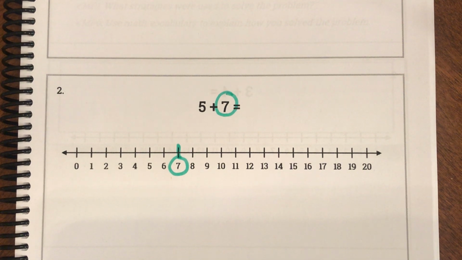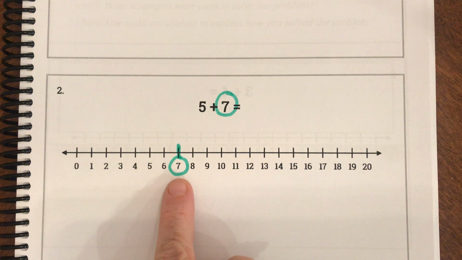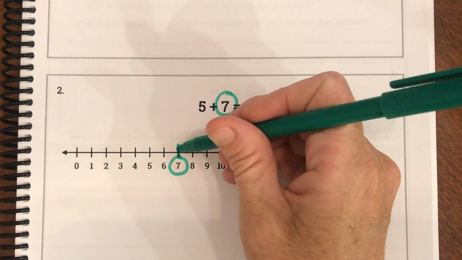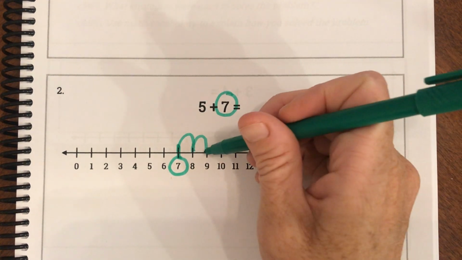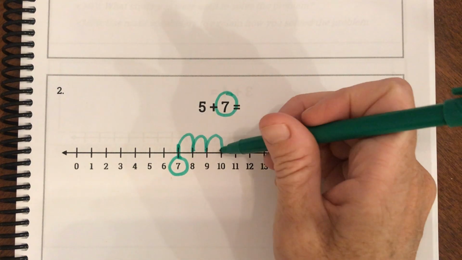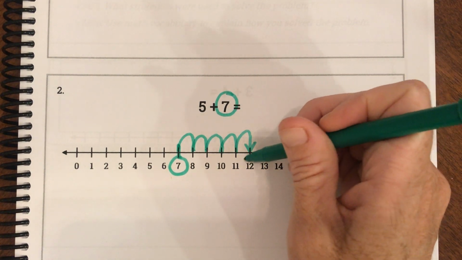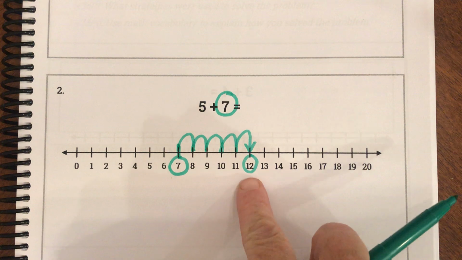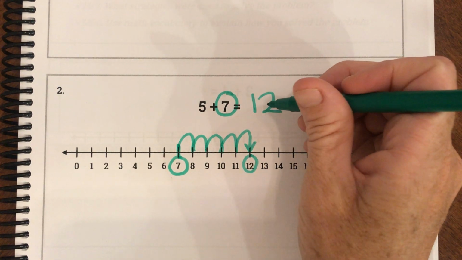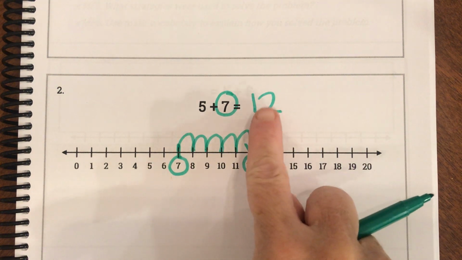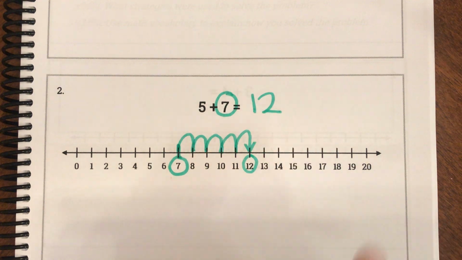Okay, and they want us to add 5 to it. 5's our other addend. So we need to add 5 to this. So ready? 1, 2, 3, 4, 5. When we added 5, we ended up with a 12. Okay, so that tells us our sum is 12. So our addends were 5 and 7, and our sum is 12.